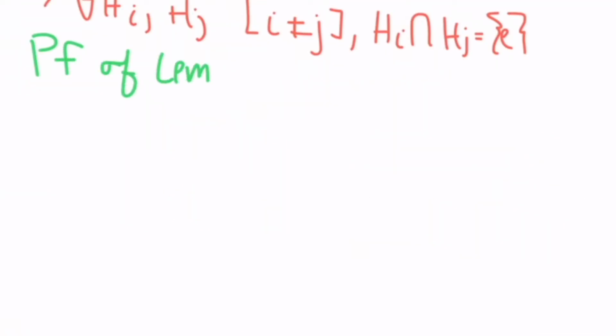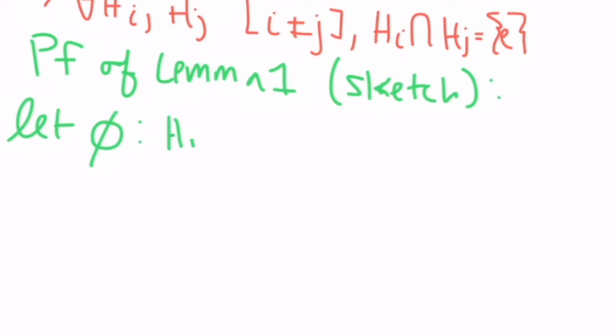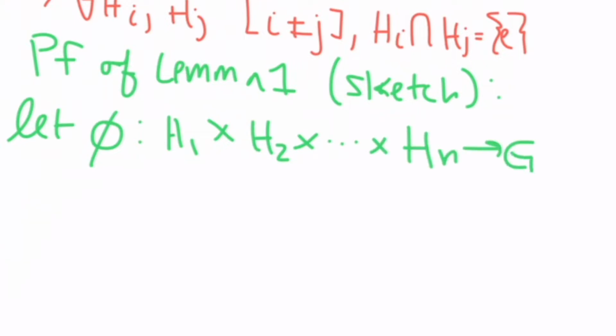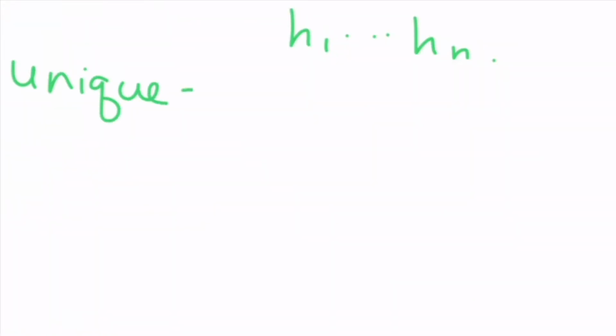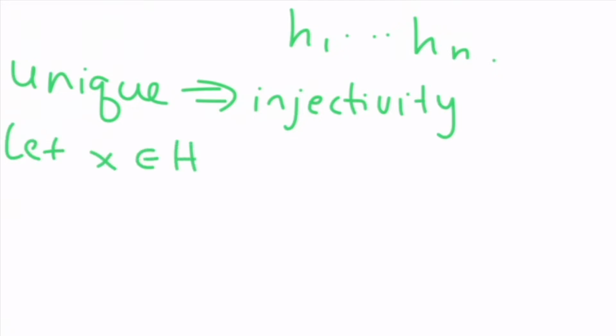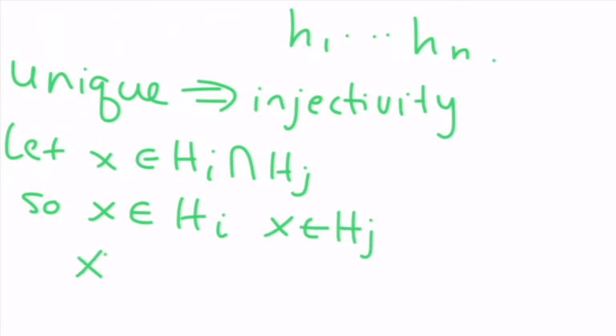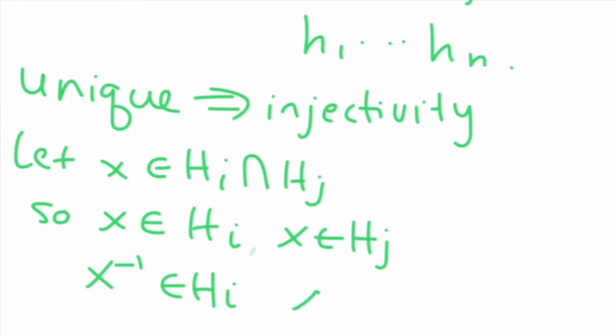In this proof, we're going to create a mapping, which is the canonical homomorphism phi from H1 cross through Hn to the product of H1 through Hn. Since G can be written uniquely as a product of H's, it clearly follows that phi is injective. Now, if x is in the intersection of Hi and Hj, then x is in Hi and it's in Hj, so they each have inverses.